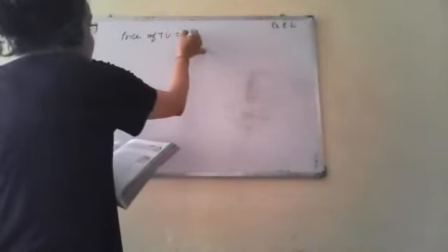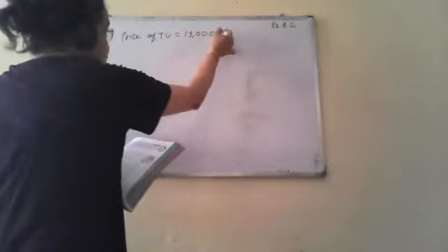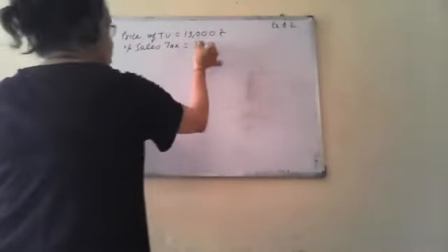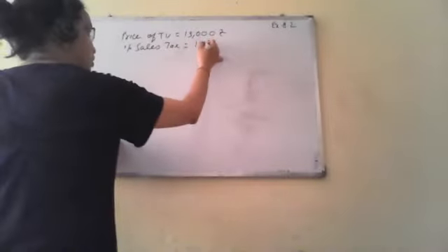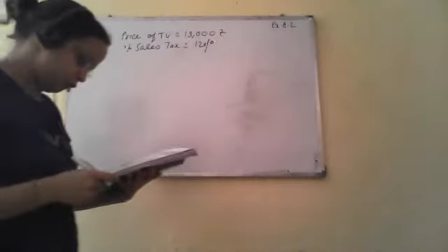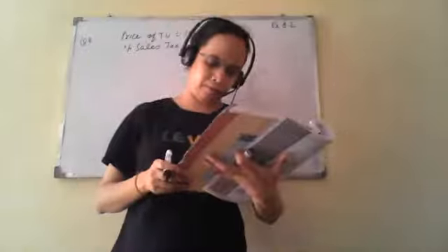So what it says: the price of a TV is rupees 13,000. Sales tax charged is 12%. Now find the amount that Vinod will pay if he buys it.